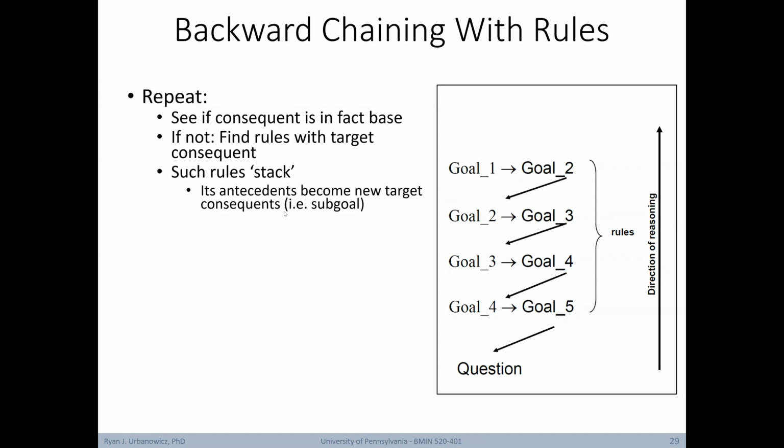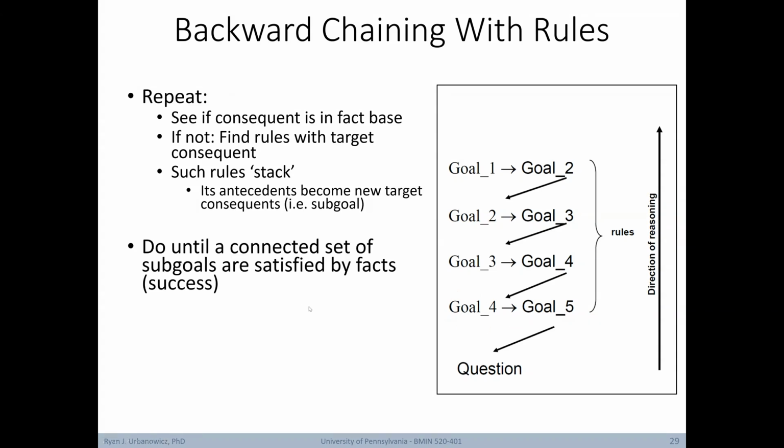Any of these rules that have a matching consequent stack. In other words, its antecedents, or this part of the rule, becomes the new target consequent. In other words, this becomes the subgoal. So now we have to find a rule with this subgoal, which we find here. Goal 4 is part of its consequent. Or we could also see if goal 4 was already in the fact base. We basically repeat this process until a connected set of subgoals are satisfied by facts that are in the knowledge base or the fact base.